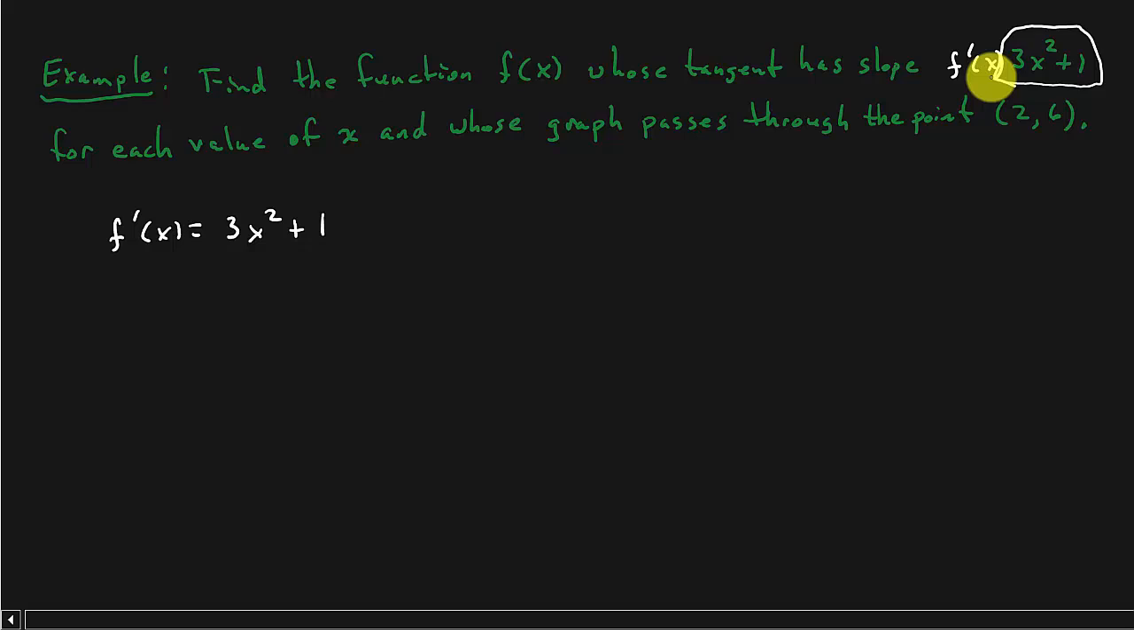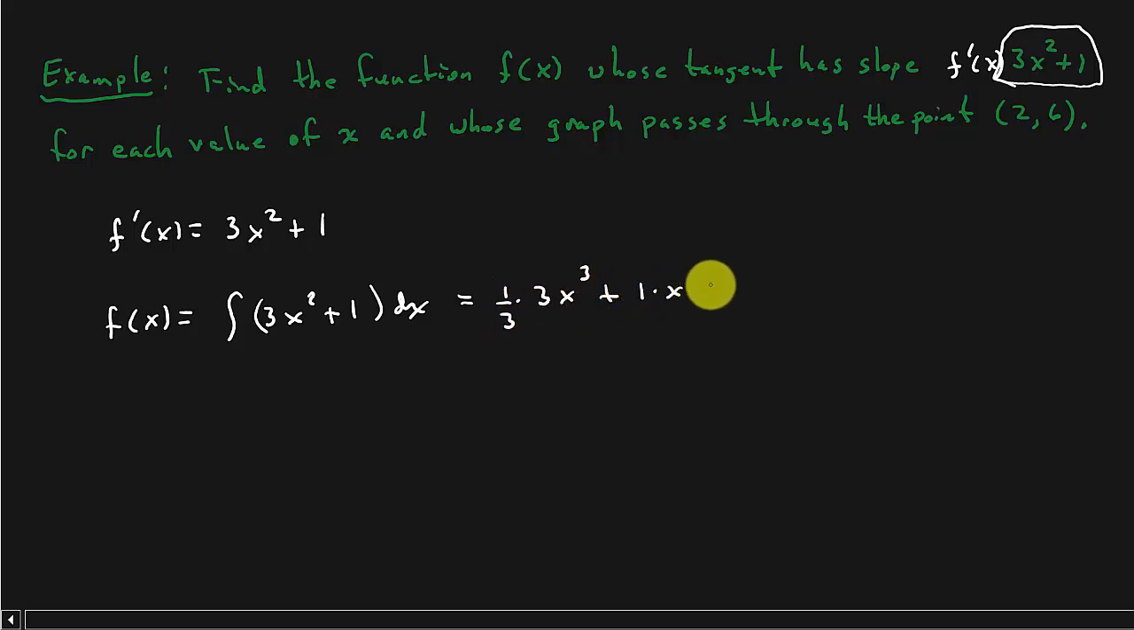Okay. Well, now how can we get f of x? Well, we can integrate this. So we get f of x is equal to the integral of 3x squared plus 1 dx, which is equal to 3x cubed times the reciprocal of your exponent plus 1 times x plus c. And so I get f of x is equal to x cubed plus x plus c.